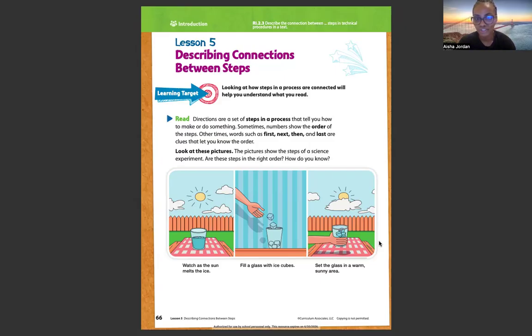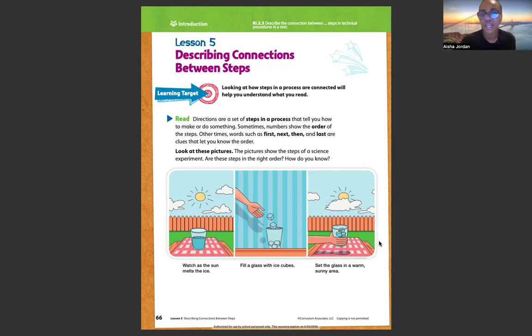But if you would, this time use the pages here and just use your paper to write down your answers. First thing I want you to look at is these three pictures. I want you to ask yourself, are the steps in these pictures in order? And how do you know? And if they're not in order, then what should come first? What should come next? What should come last? What should be the order or the sequence?